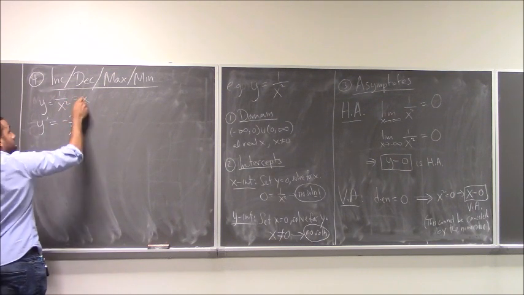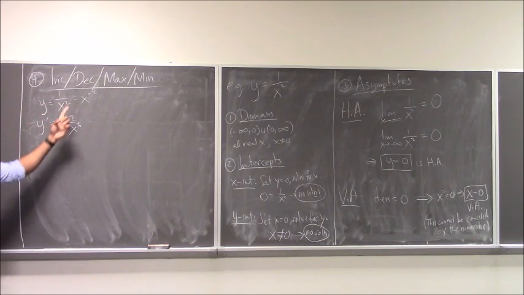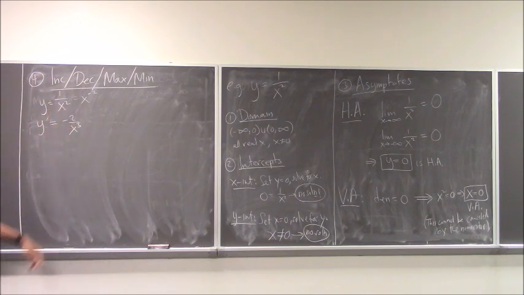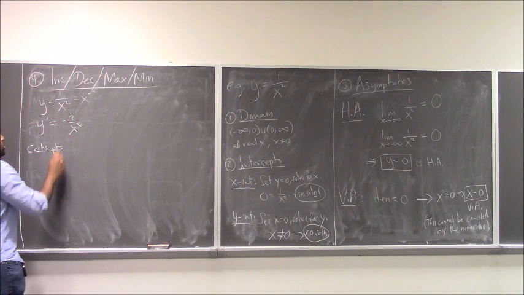Over x squared, you look at it as x to the minus 2. Do the power rule. Minus 2 comes down, you get x to the minus 3. And so what we're going to do here is the first derivative. So we're going to find the critical points.